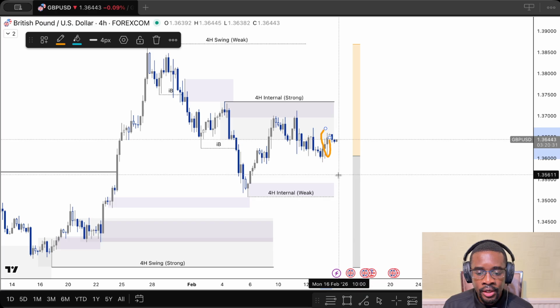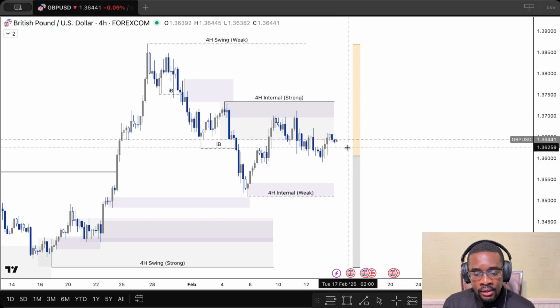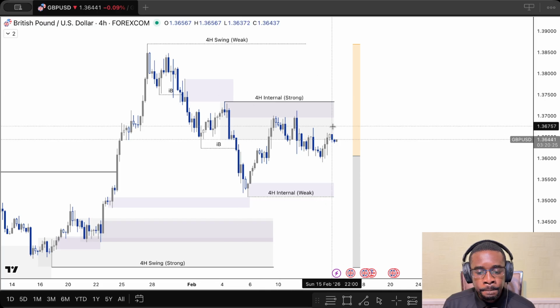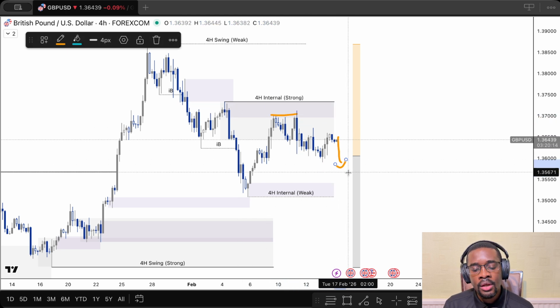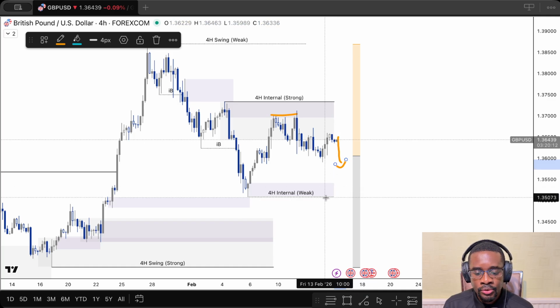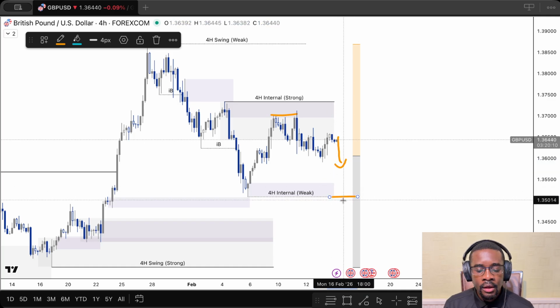Just had this small reaction from CPI, and that was it. So at the moment nothing is very clear. The expectation is that because we are respecting the bearish swing range, price could continue to go down, maybe towards this weak internal low.